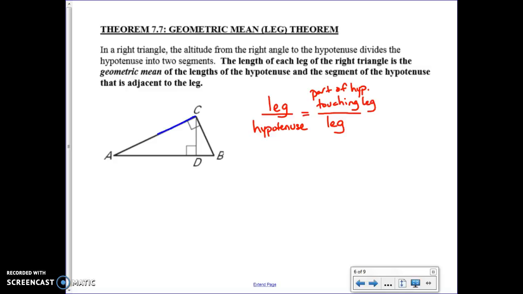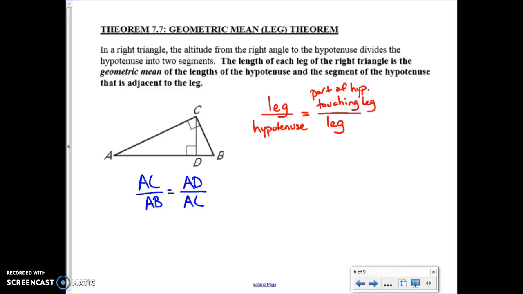So let's start with AC being our leg that we use. So AC goes across from itself. And then I need the whole hypotenuse. So the whole hypotenuse is AB. And then I need just the part of the hypotenuse that's touching the leg. So AD. Erase this so we can do another one.